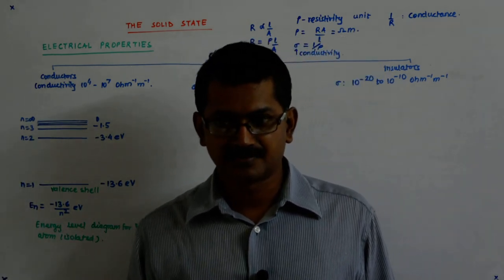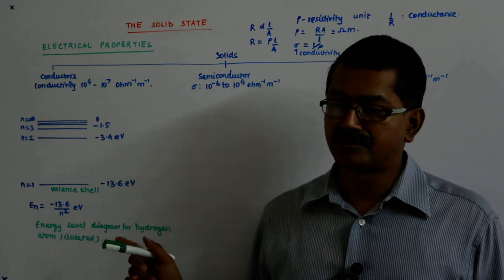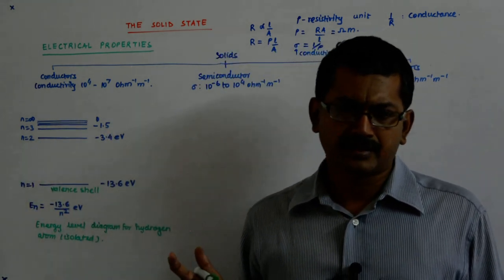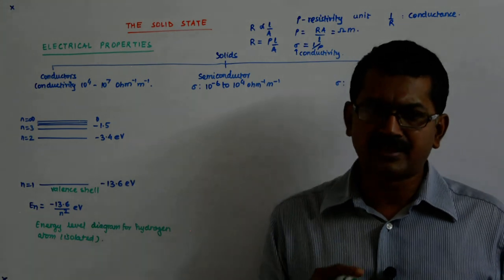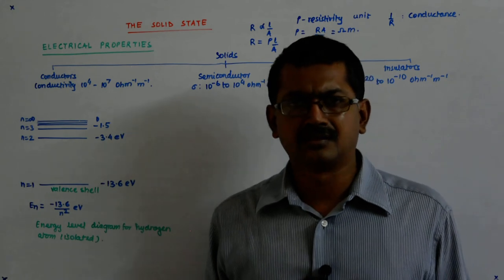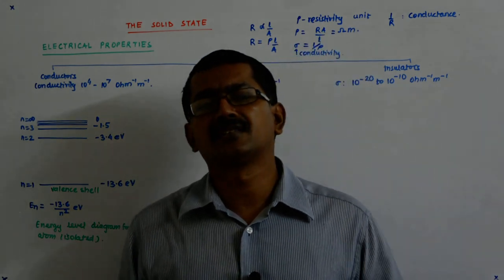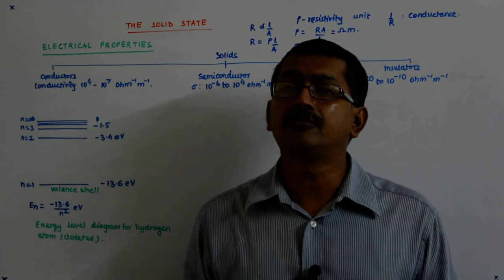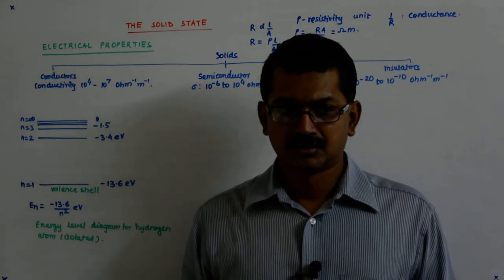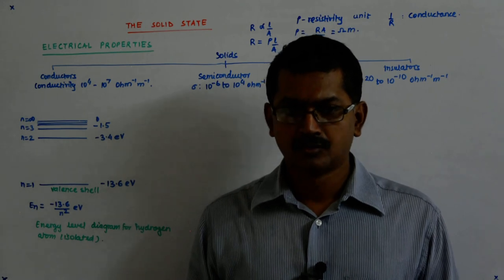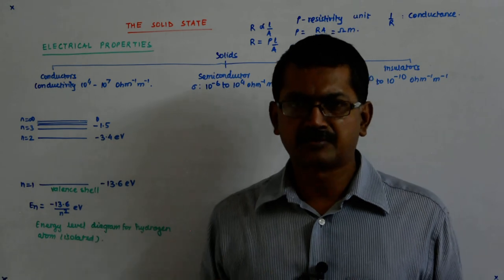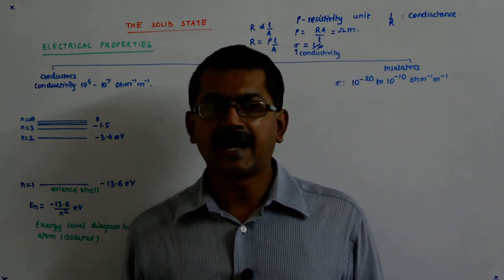It is at minus 13.6. If you add 13.6, then it will become zero. So it is plus 13.6. That means you have to input energy to get that ionization done. But normally ionization energy is represented in the units of kilojoule per mole. So that's why you will not find this value, but this multiplied by Avogadro's number.